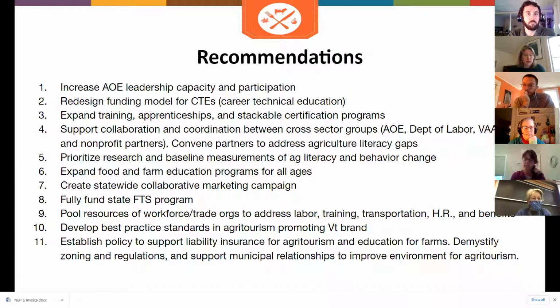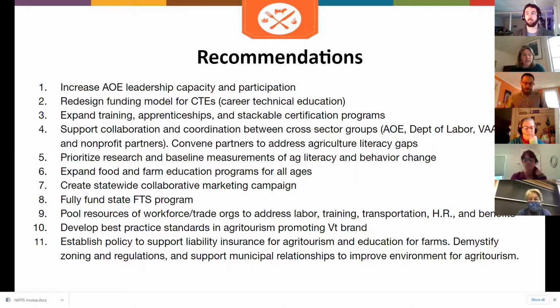The ninth one there is around labor and training and transportation and human resources and employee benefits, and that these can be pulled together within the workforce and trade organizations, that we could pool some resources to address this.